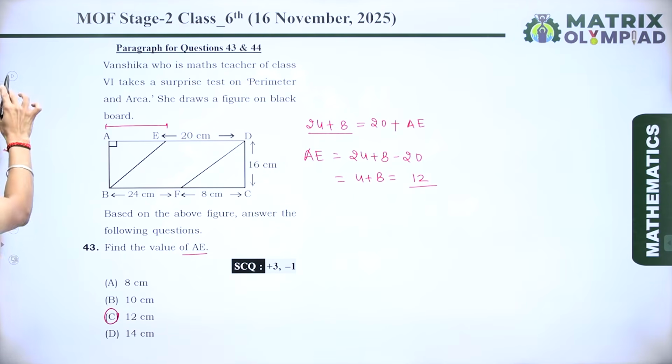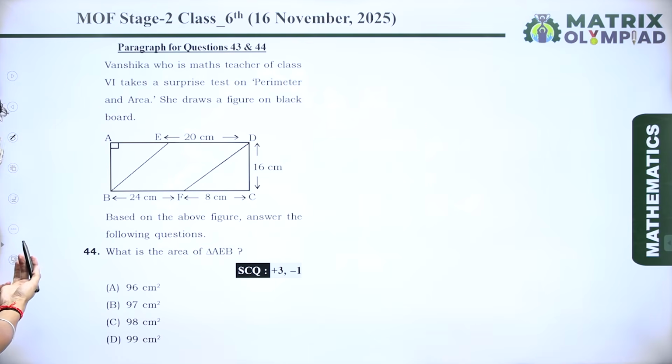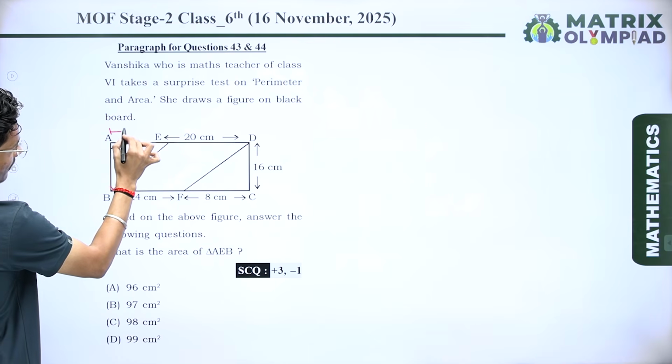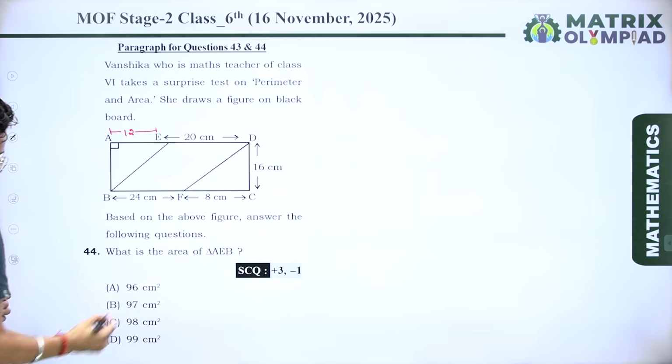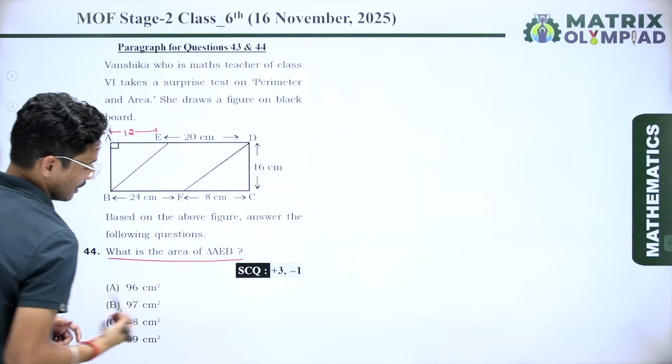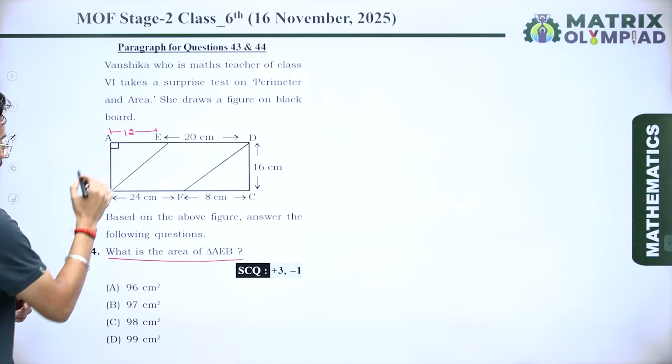Okay. Next question, which is again based on same paragraph, and in last question we have to simplify AE, which is 12. Now what is the area of triangle AEB?